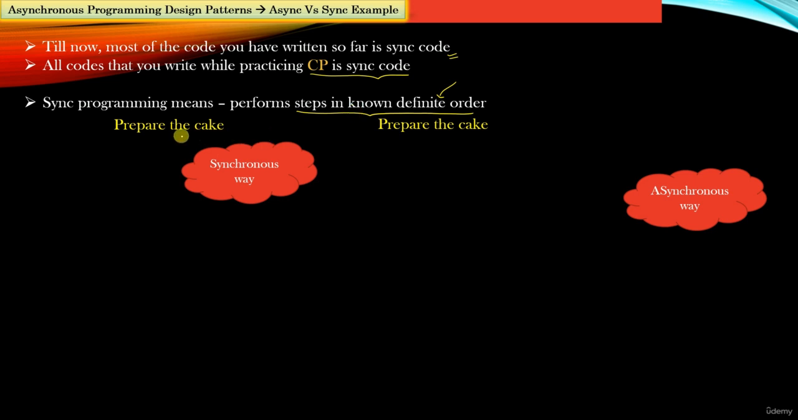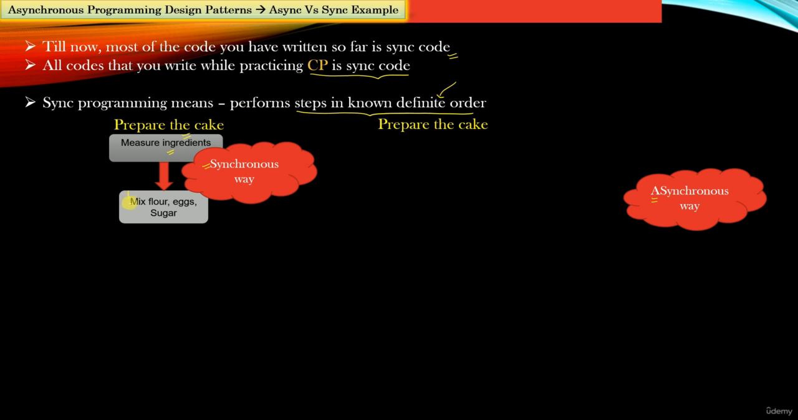Now let us take one real world example of preparing a cake, that is, what are the steps involved in order to prepare the cake. And then we will discuss the synchronous way of preparing the cake and what would be the asynchronous way of preparing the same cake. So in order to prepare the cake, the very first thing that you need is the ingredients.